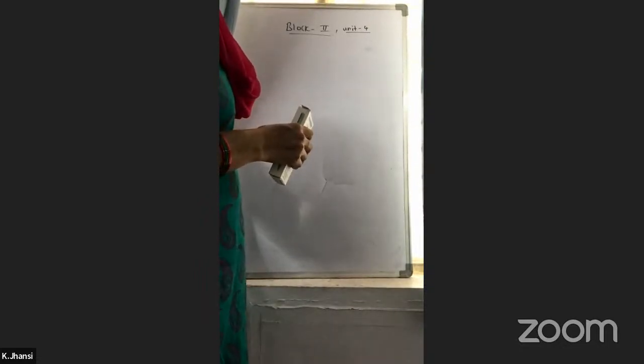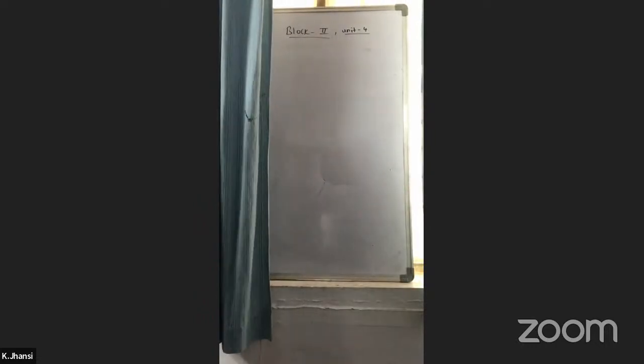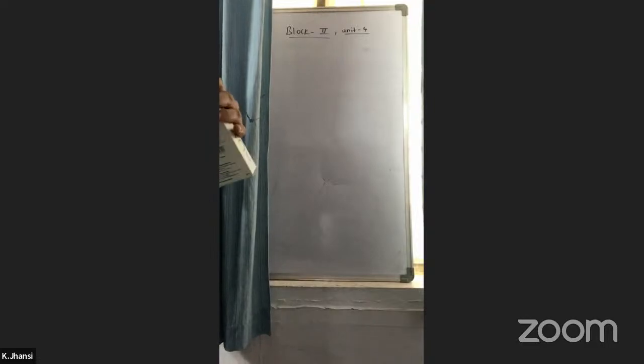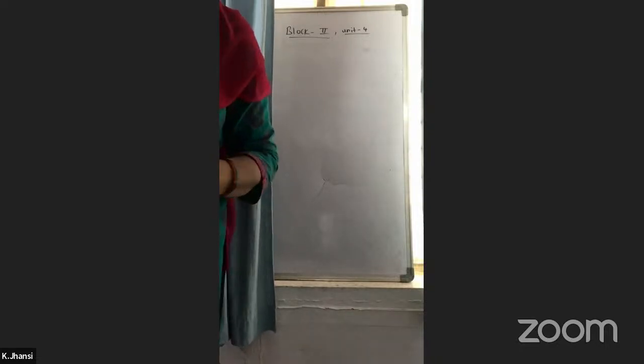So yesterday we have seen unit 4. In that we have seen the problem regarding coplanar lines. So one problem we have completed. We have seen the point of intersection and also the condition of coplanarity.